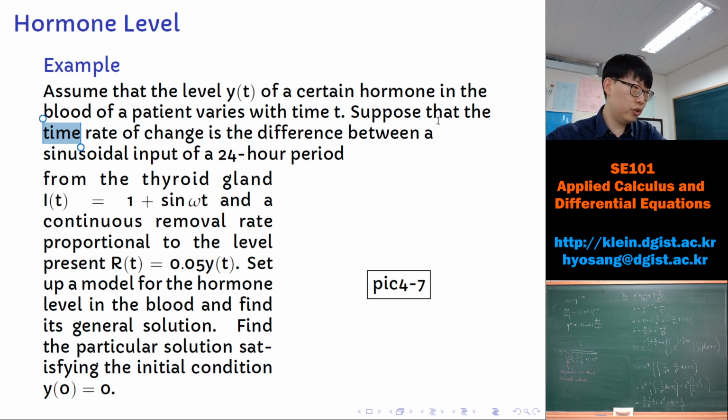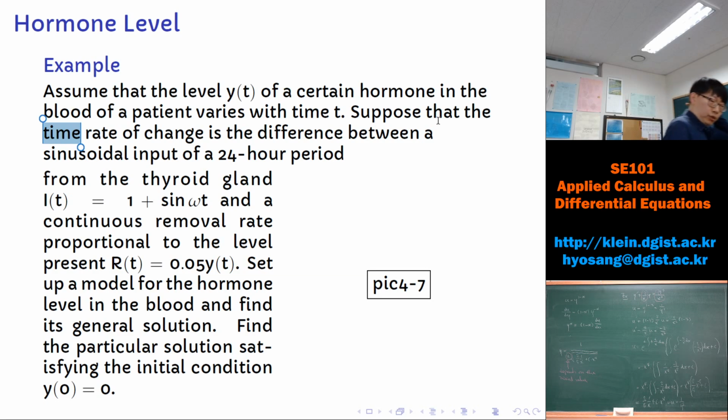So the function of removal is given by the function R, which is 0.05 y. So it's proportional to the level of y with proportionality constant 0.05, which is removed from the blood. Set up a model for the hormone level in the blood and find its general solution. So basically, write the differential equation and find the solution. And also find the particular solution satisfying the initial condition y(0) equals 0. So at the beginning of time, there is no hormone level.